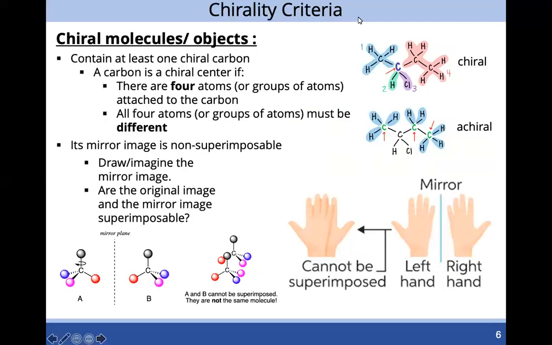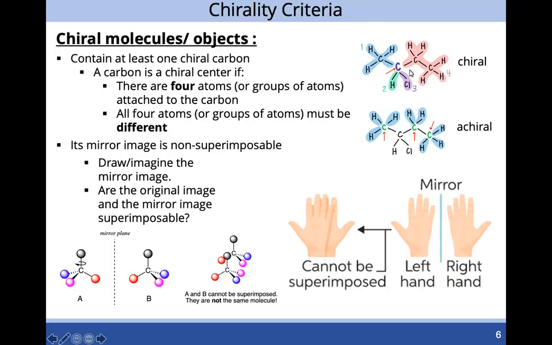For a molecule or an object to be chiral, we have to discuss a few things. First, that molecule has to contain at least 1 chiral carbon. A carbon is an atom, again, on the periodic table. And a carbon is going to be chiral if there are 4 atoms or groups of atoms attached to that carbon. And all 4 atoms or groups of atoms have to be different.